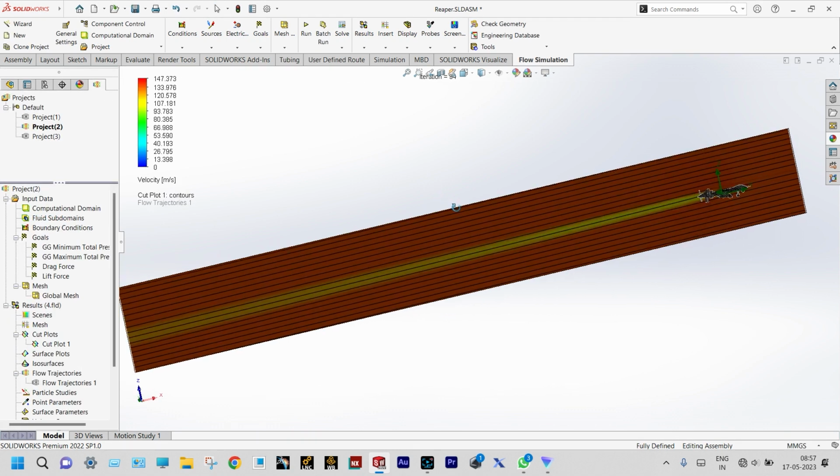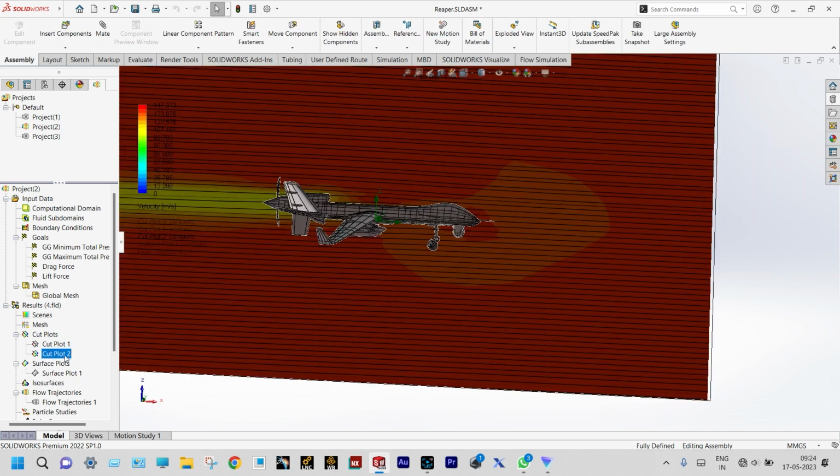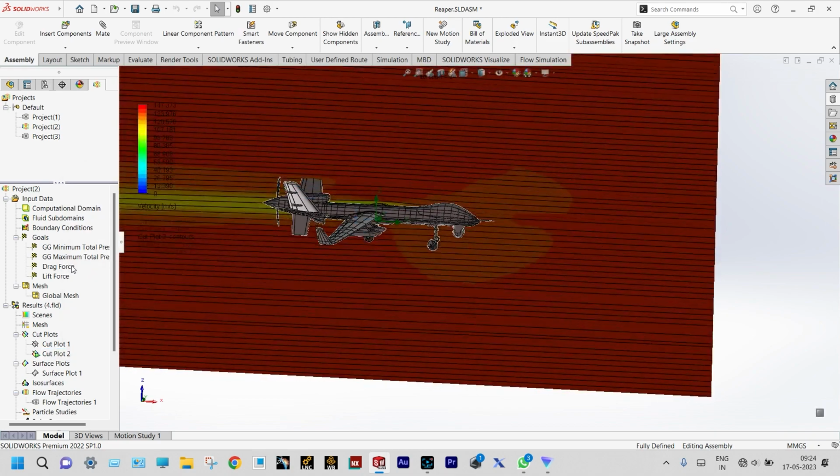You can see this one. The velocity profile, you can see it is widely spread at the back side, indicated by light orange color, which means that velocity is in the range of 133 to 147 meters per second, right? Our operating velocity was actually 135 meters per second. So let us run this one.